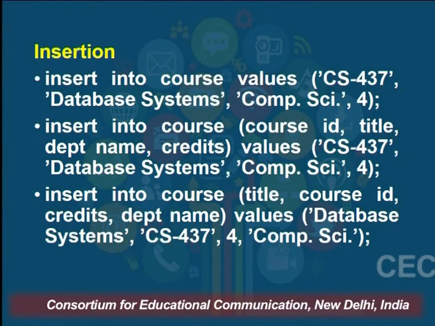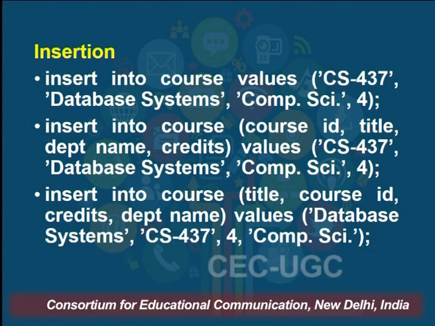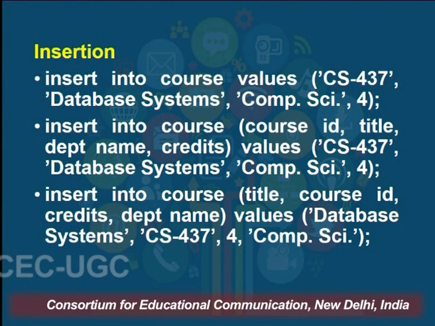Then it is mandatory to write the names of the attributes, as shown in the third query, which says insert into course, title, course ID, credits, department name. Now here we have changed. The first field in the relation was course ID, but here we are not writing the course ID first. Please see the third query, which says insert into course, title, comma, course ID, comma, credits, comma, department name, values.